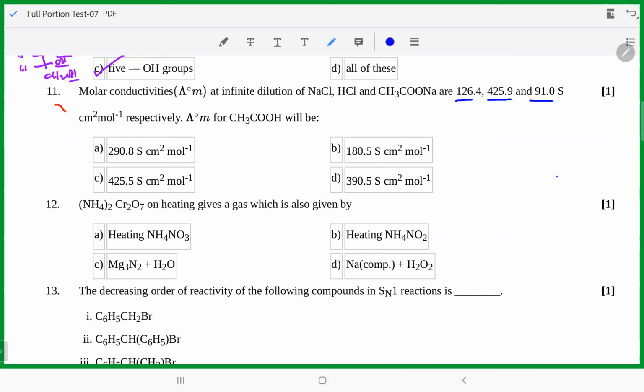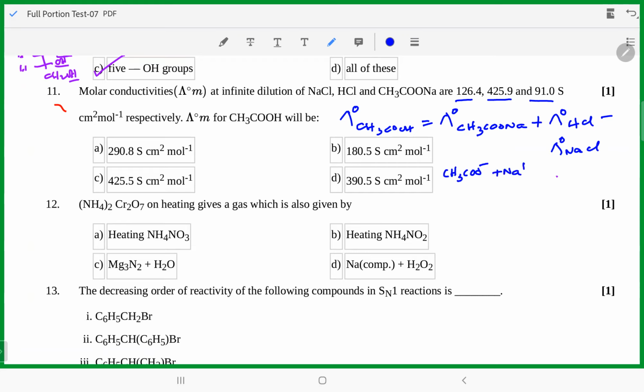Okay, so what is acetic acid? This is Kohlrausch law. According to Kohlrausch law, Λ0 of acetic acid you can derive from Λ0 of sodium acetate plus Λ0 HCl minus Λ0 NaCl. So you will get CH3COO⁻ and Na⁺ plus H⁺ plus Cl⁻ minus Na⁺ minus Cl⁻. So Na⁺ and Cl⁻ will be cancelled out. Then when you combine, you will get acetic acid.